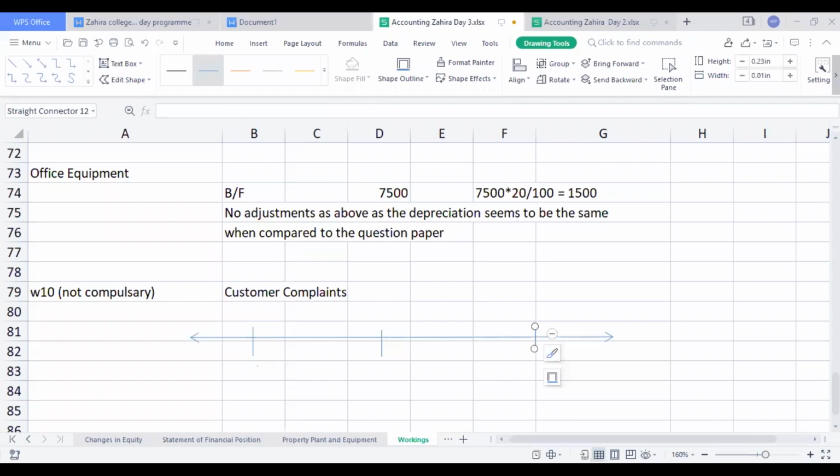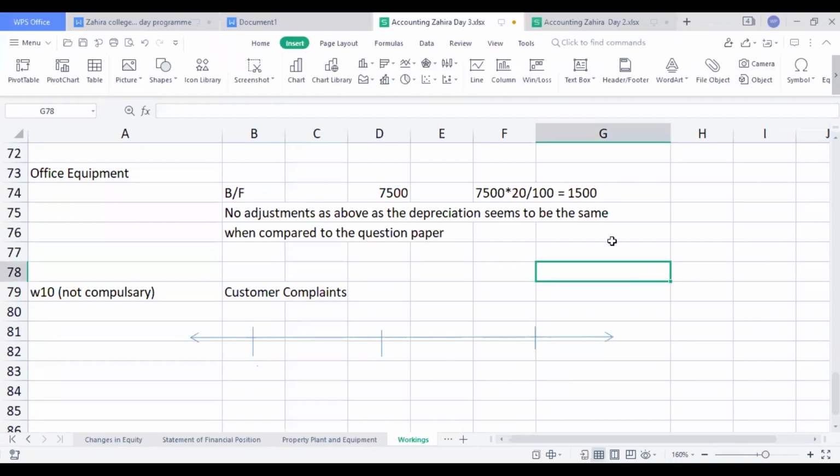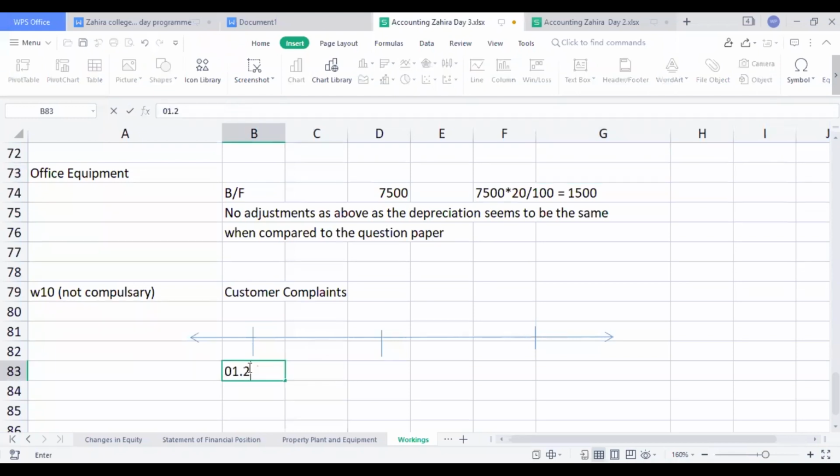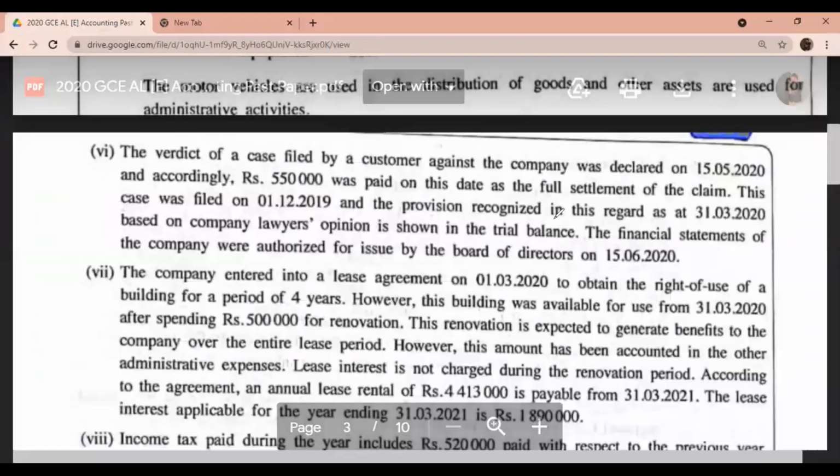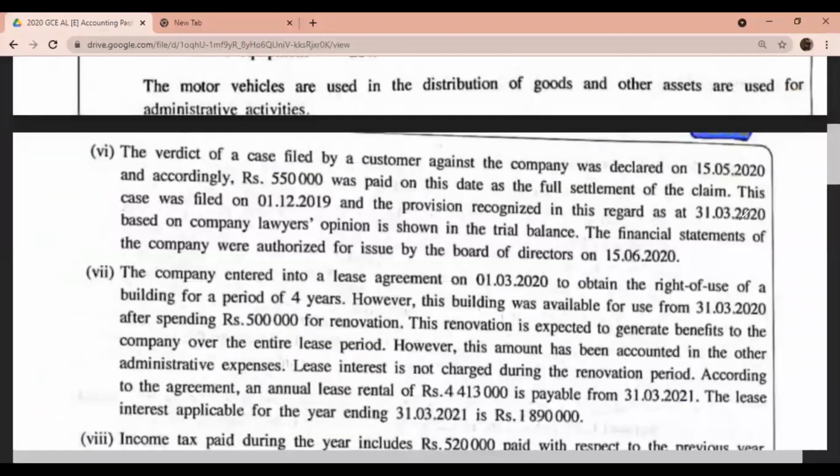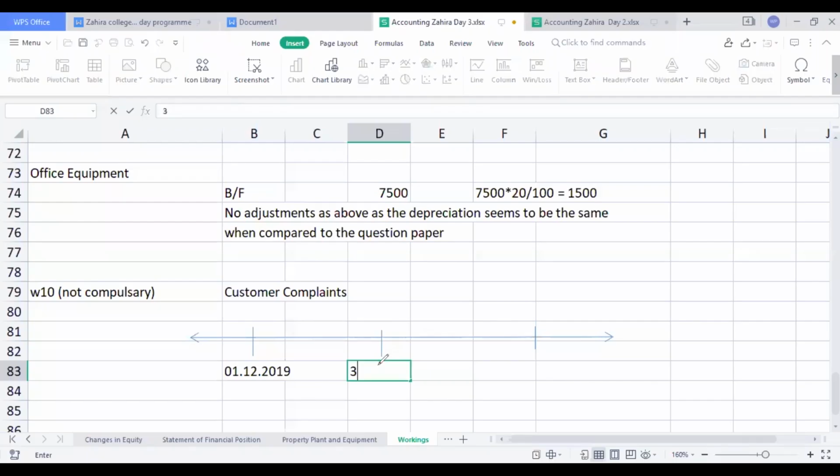You got this case, you got to know about the case and you are making a provision. You're going to speak about provision. Okay, so I'll write here 1st/12/2019. Now see the question. Again, they're saying that the provision was recognized in this regard as at 31st/3/2020. So they categorized it as a provision. They know there is going to be a problem, so they made a provision. They made a provision on 31st/3/2020.